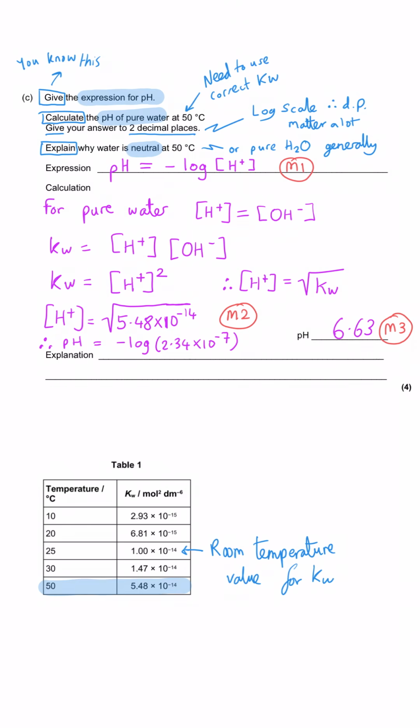Then we've been asked to explain why this is still considered neutral, because it isn't pH 7, and this is actually what I've already said. The hydrogen ion concentration is equal to the hydroxide ion concentration. That makes sense if you consider the dissociation of a water molecule. For every bond that breaks between the oxygen and one of the hydrogens, you're going to end up with 1 hydrogen ion and 1 hydroxide ion for each dissociation that occurs.